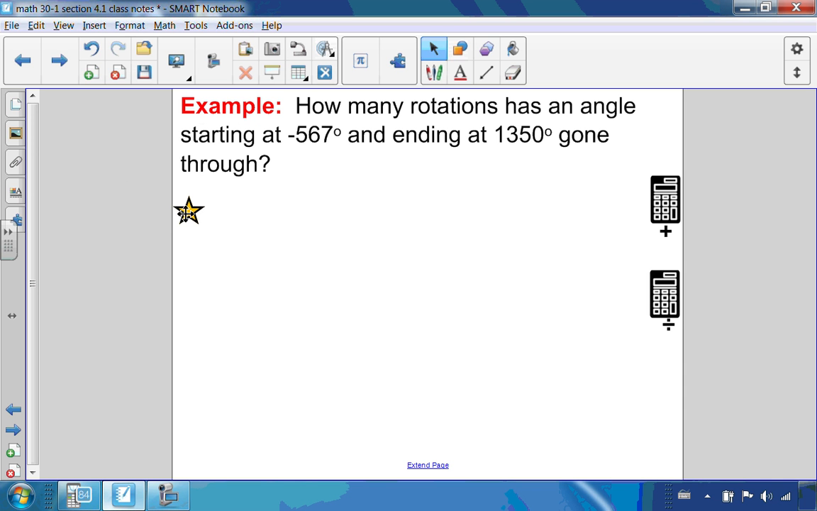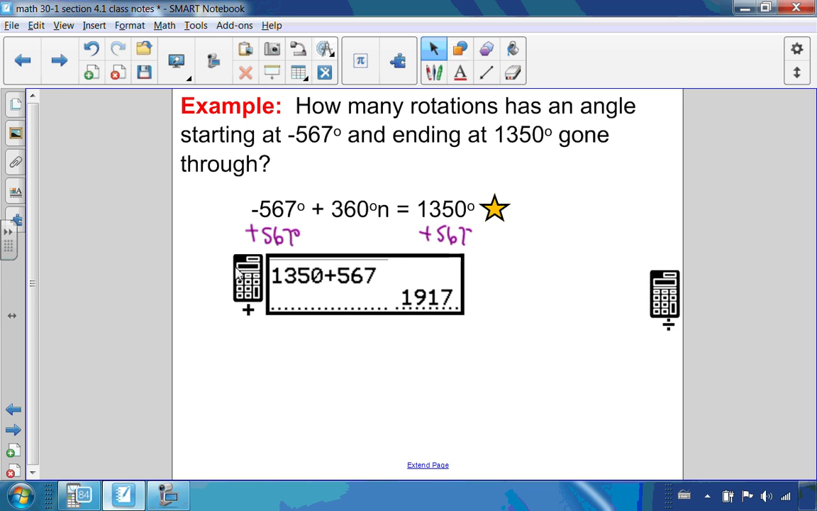So what I'm going to do is I know if I start at negative 567 degrees and I add on multiples of 360, eventually I'll get to 1,350. I just want to know how many rotations I've gone through. So I'm going to isolate for n. I'm going to do that by adding 567 to both sides. So I can add those numbers together and I get that 360 degree n equals 1,917. And then I can just divide both sides by 360. And then I'll get my final answer.